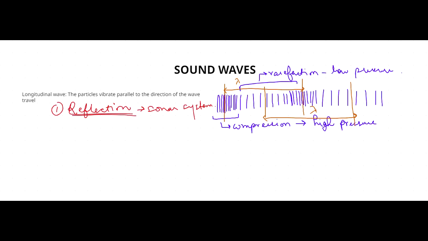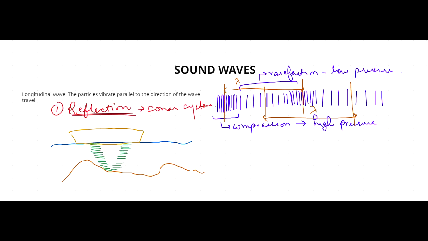Okay, let's imagine we have our ocean. Underneath the ocean, we have the ocean bed. On top of this, we have a ship that is moving across the surface of the water. Now, what is going to happen is that this ship is going to emit sound waves. That sound wave is going to travel down through the water, hit the seabed, and when it hits the seabed, it is going to be reflected back to the surface of the ship.